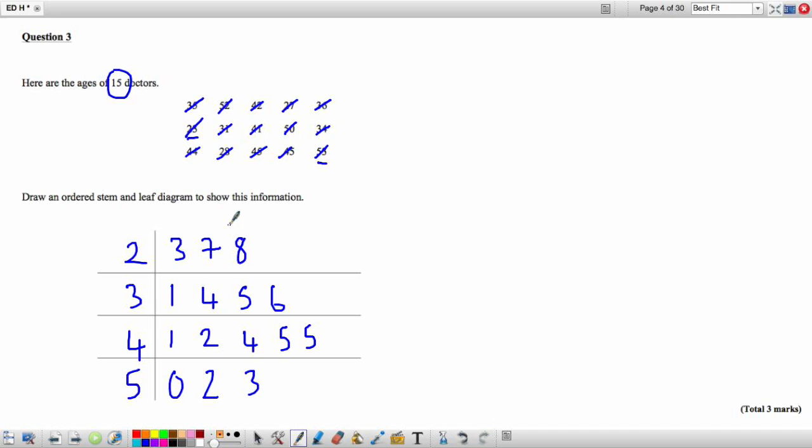Check that you have 15 numbers: 1, 2, 3, 4, 5, 6, 7, 8, 9, 10, 11, 12, 13, 14, 15. Then, to include our key, choose any number. 3 | 4 means 34 years.